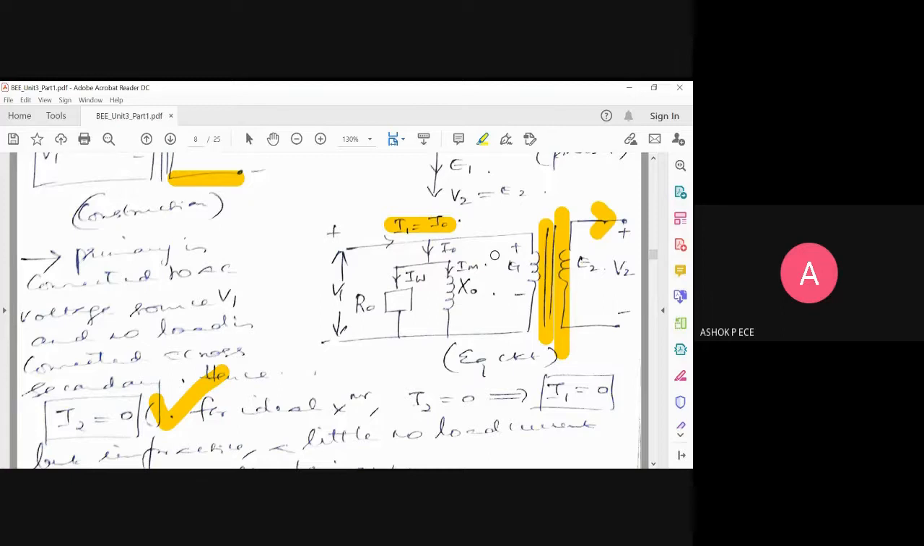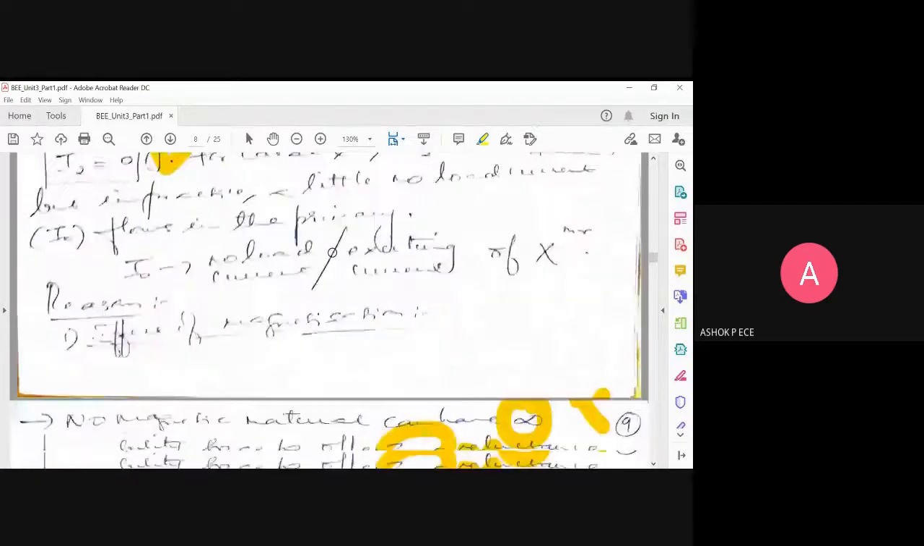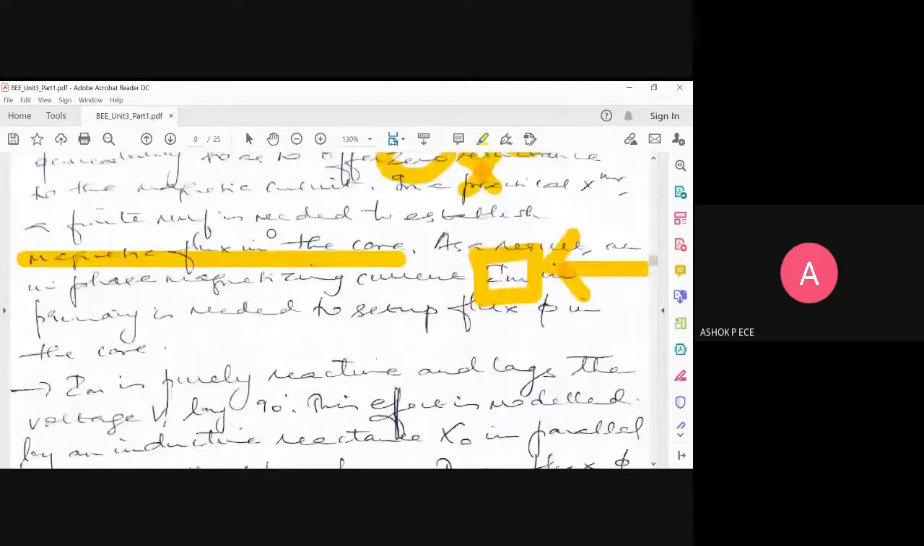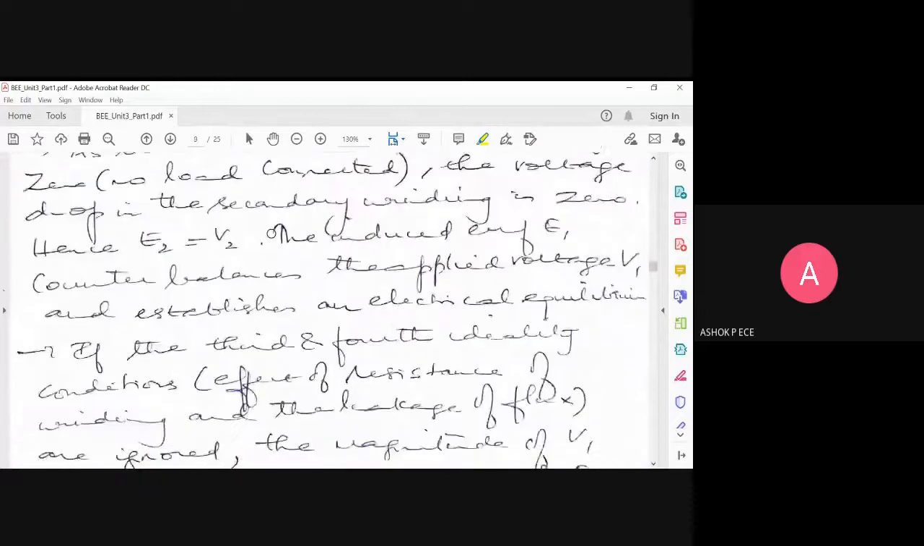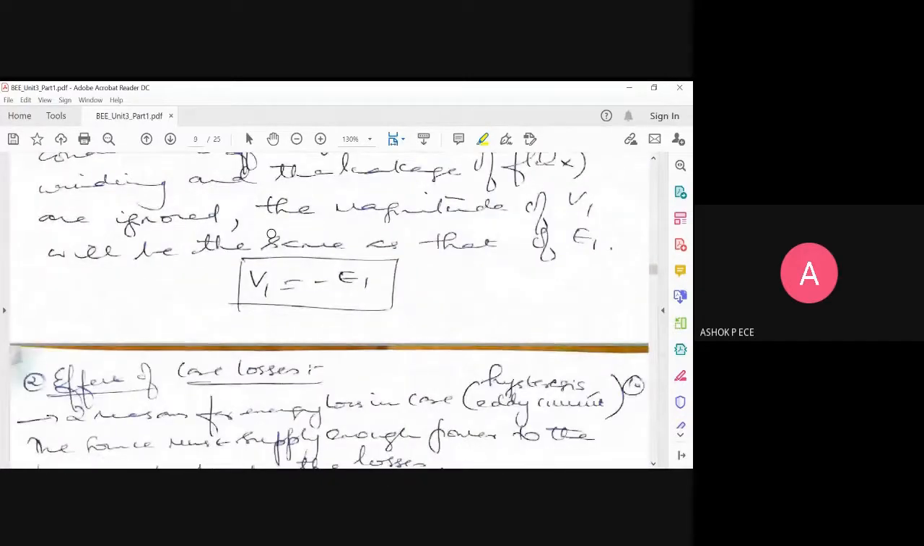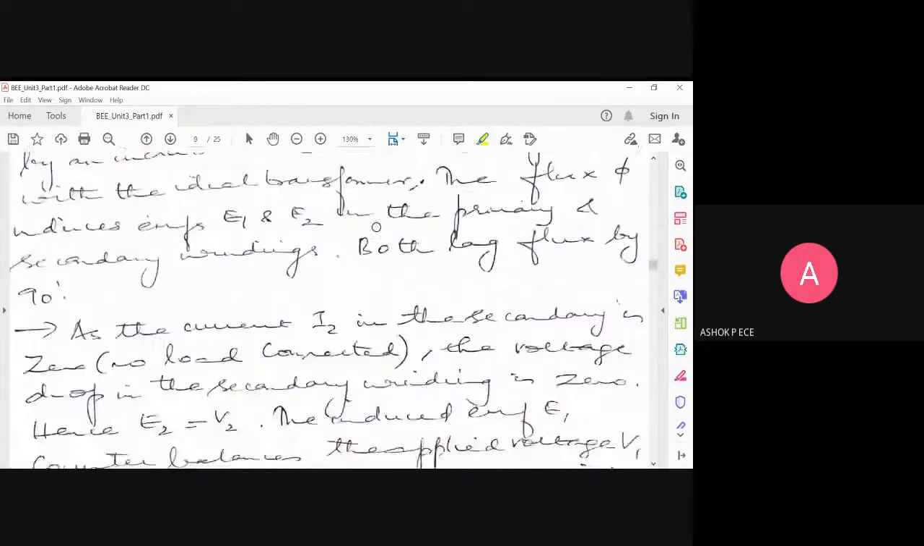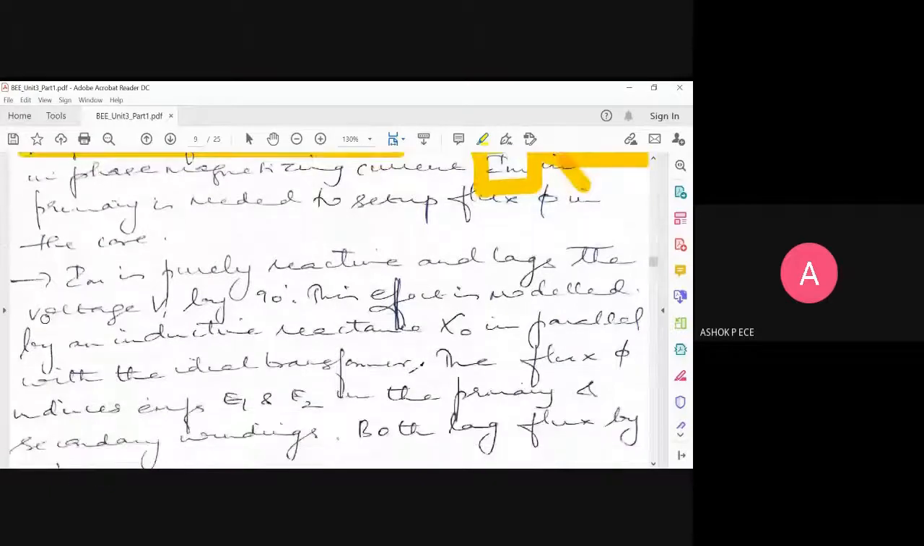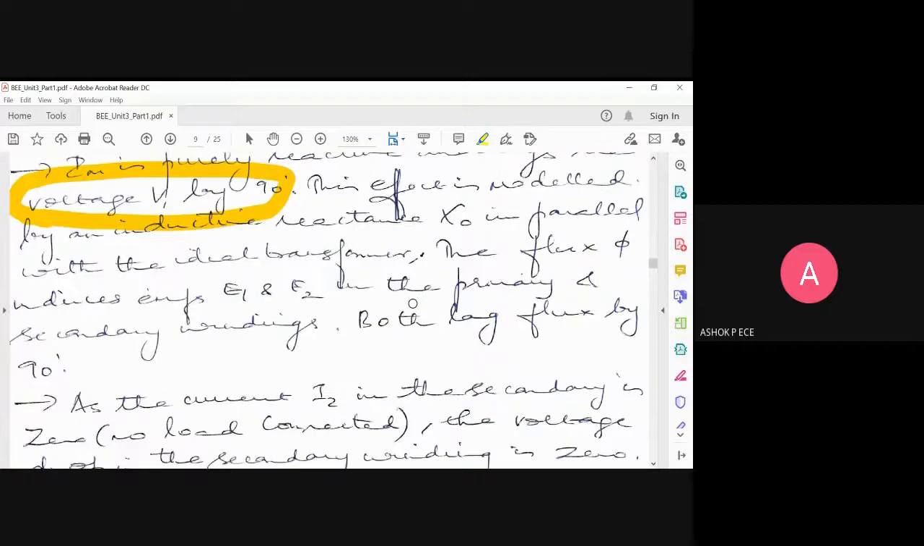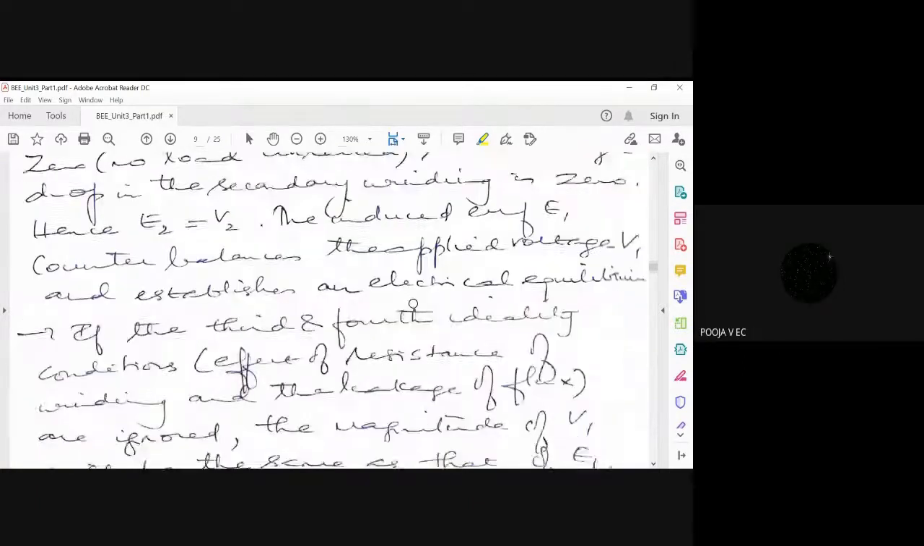But practically what we are seeing is that it is not true, because we have some current I naught flowing in the primary. That I naught has two components. The first component we have seen is the magnetizing current IM. This magnetizing current is always going to be lagging your voltage by 90 because it is flowing through your inductance. You know, in an inductor, voltage will lead the current. So naturally, current is going to lag the voltage by 90 degrees, ideally 90 degrees. Yes, sir, understood.